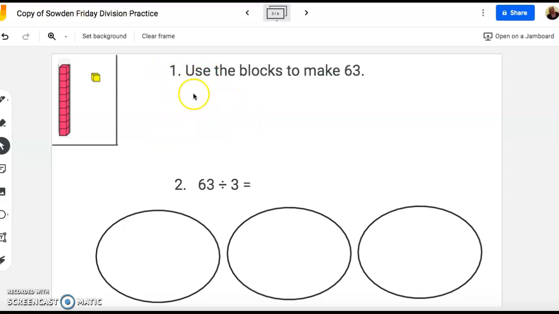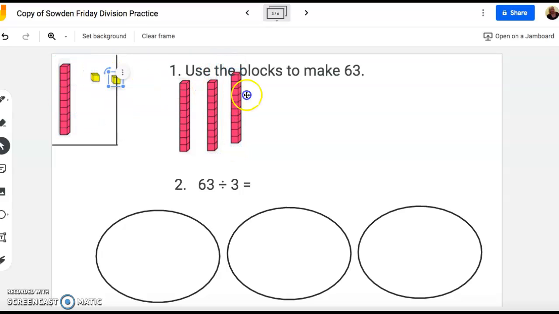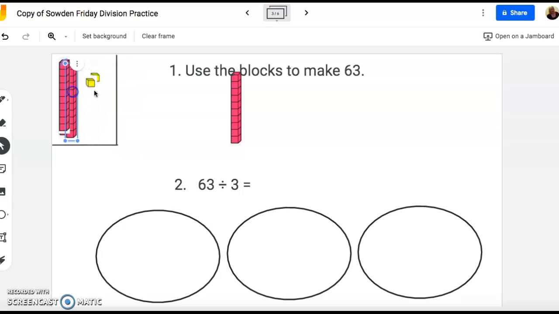This one, the first thing you're going to do is you're going to use the blocks to make 63. And so this, you can make as many blocks as you want to. And you're going to make the number 63. Here's the ones. So you're going to do that. And then after making 63, you're going to divide them up into the 3 circles. So you're going to make the number and then divide.